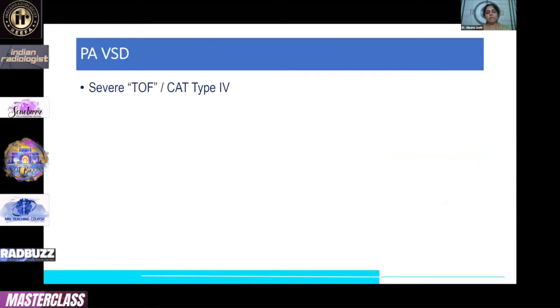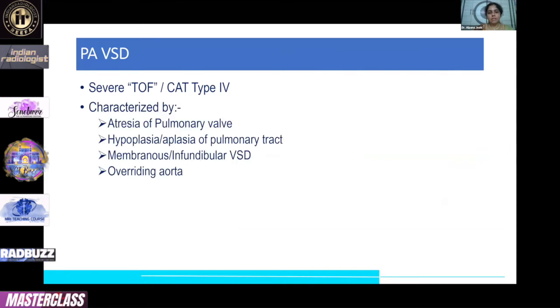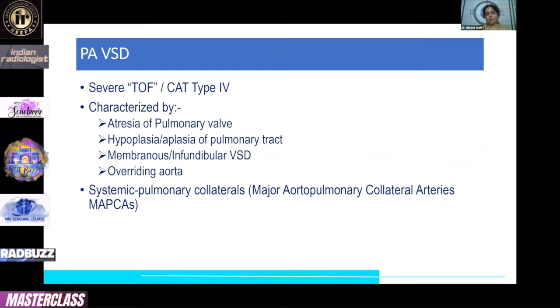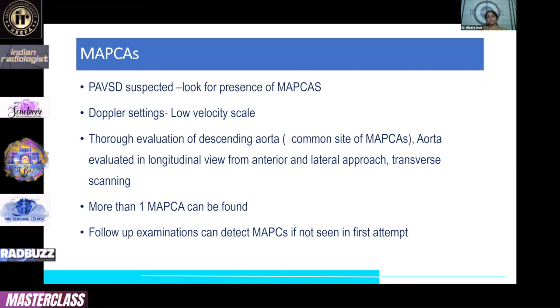Initially it was called a severe TOF or CAT type 4, and it is typically characterized by atresia of the pulmonary valve, hypoplasia of the pulmonary tract, membranous or infundibular VSD, and overriding aorta, and MAPCAs are the hallmark of this condition. To look at the MAPCAs, basically you need to put your Doppler settings at a low velocity scale and do a thorough evaluation of the descending aorta. More than 1 MAPCA will be found, and follow-up examinations can detect MAPCAs. Supposing you see it at 18 to 19 weeks and at first attempt you may not see it, but as the pregnancy advances, you tend to see it.